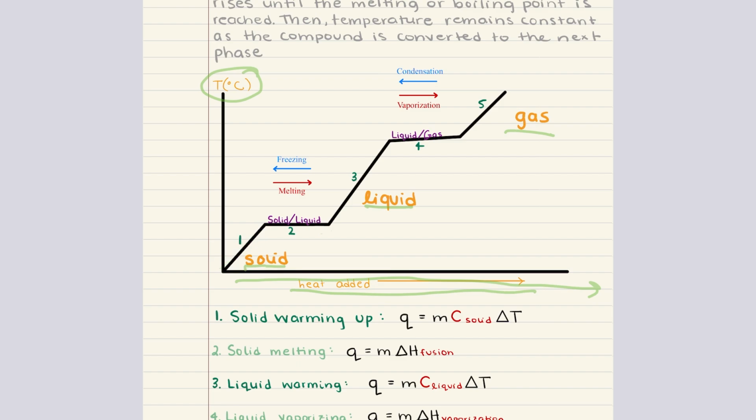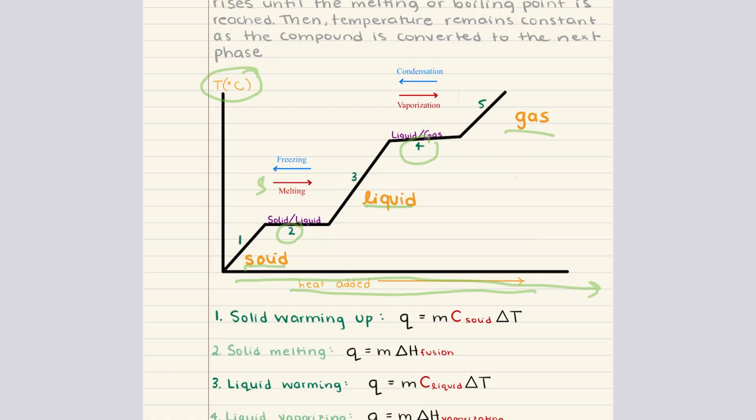These phase transitions, which happen in segment 2 and 4, each have an associated enthalpy value. During melting, where we go from solid to liquid, the heat required is called the enthalpy of fusion. And during boiling, where we go from liquid to gas, the heat required is the enthalpy of vaporization. Both are constants that represent how much energy per gram is needed to complete the phase change.